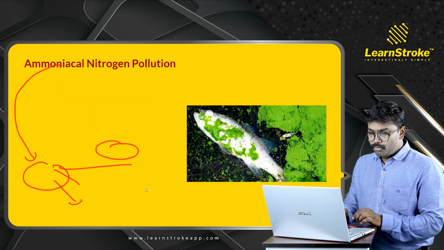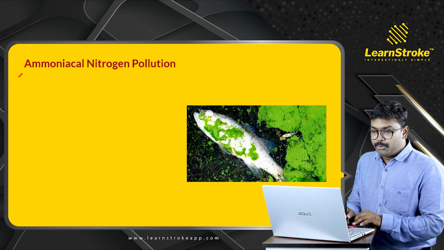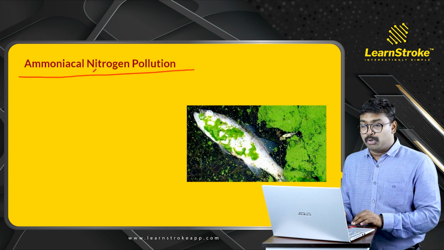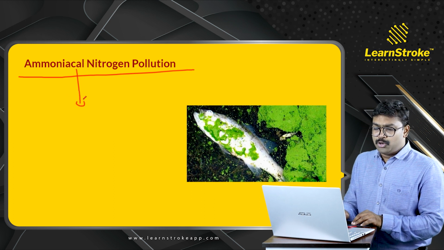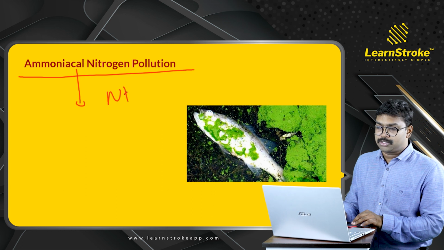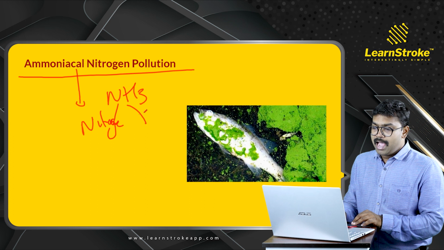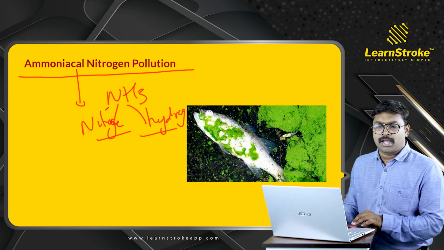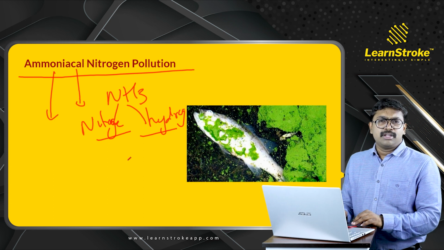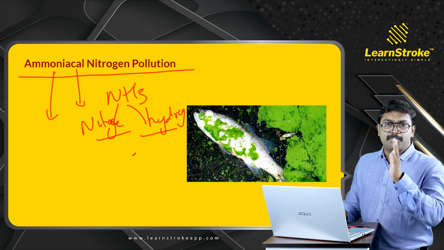And let's discuss another important area which appeared in the news, ammoniacal nitrogen pollution or ammonia pollution. What do you mean by ammonia? You must have learnt in your lower classes. It's called NH3. It is a compound containing nitrogen and hydrogen. So basically, the pollution of nitrogen and hydrogen. How does nitrogen pollution or ammonia pollution create a big problem?